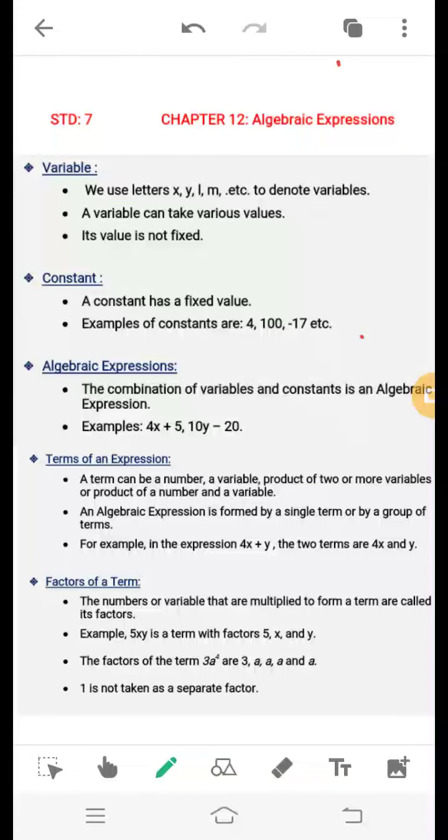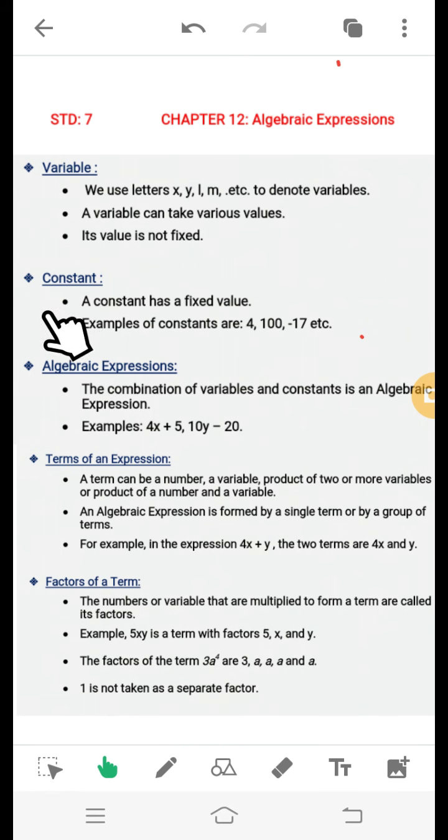Chapter 12, Algebraic Expressions. What is a variable? We use letters x, y, l, m, etc. to denote variables. It means all kinds of alphabet letters are in variable form. A variable can take various values. Its value is not fixed.